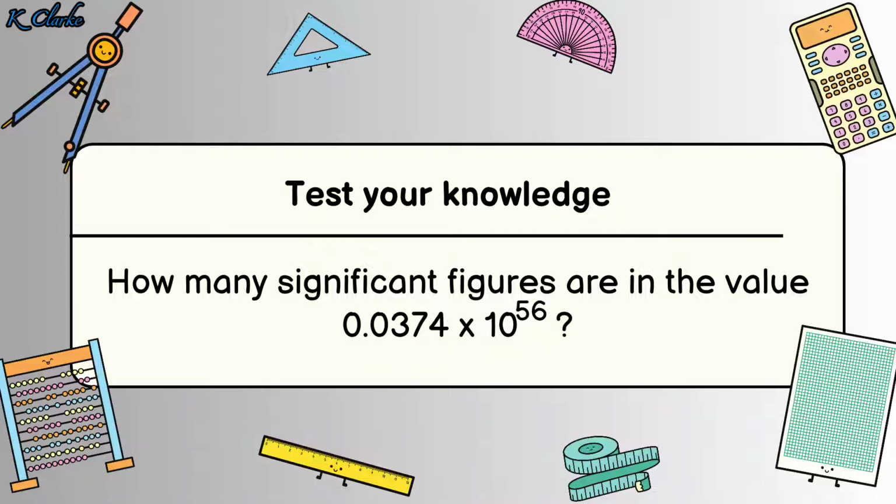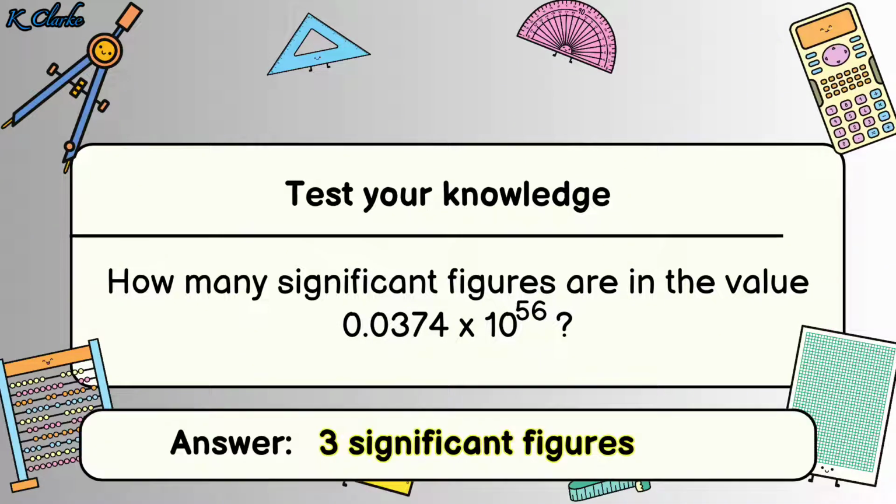How many significant figures are in the value 0.0374 times 10 to the power of 56? The answer is 3 significant figures.